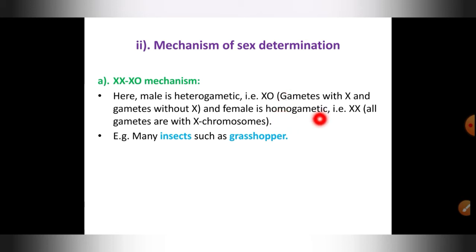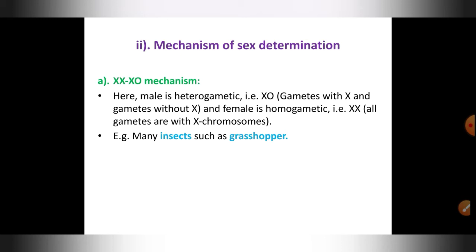So it is called homo, meaning same, having same gametes. Example, many insects such as grasshopper. That is an example for XX and XY type. In males, there is only one X chromosome. If a cell receives only X chromosome along with the autosomes, then that will develop into a male individual.